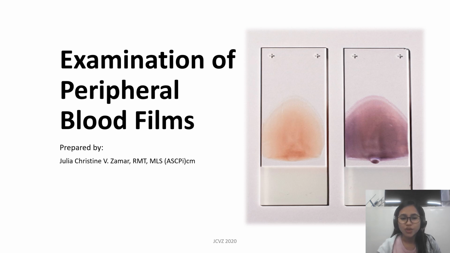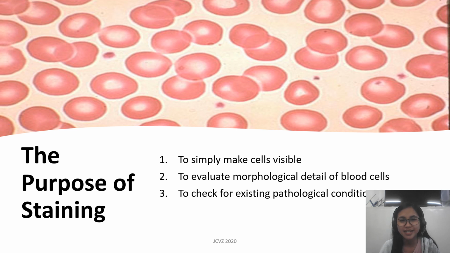So what we have here is our unstained peripheral blood film, and we also have the stained peripheral blood film. As we go on with our lecture for this topic, you would be able to know the different characteristics of a well-prepared blood smear or blood film and how to stain and examine the different cells in our sample using our peripheral blood film. In our next slide, we can see the different purposes of staining, or why we need to stain our peripheral blood films.